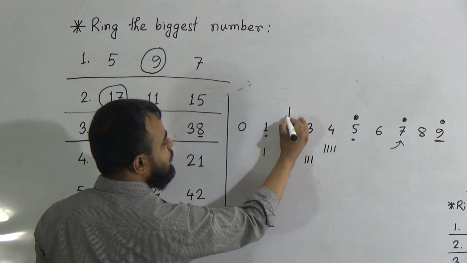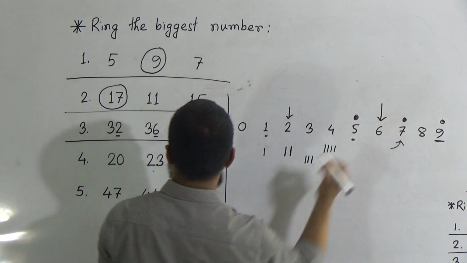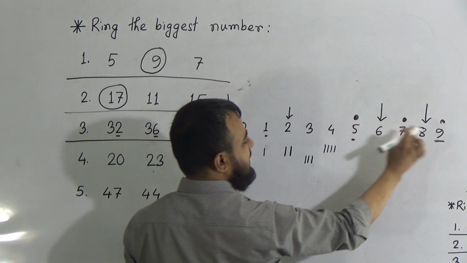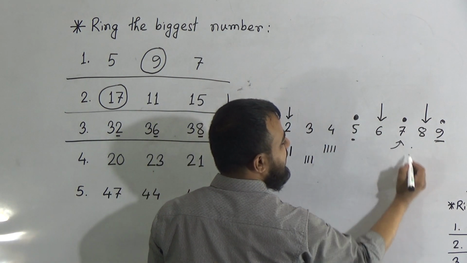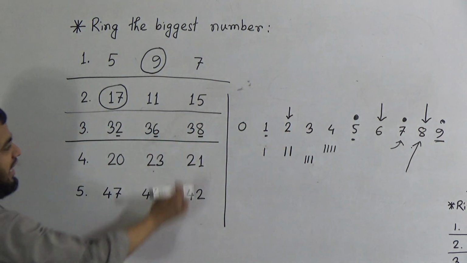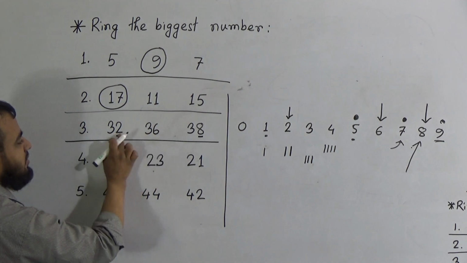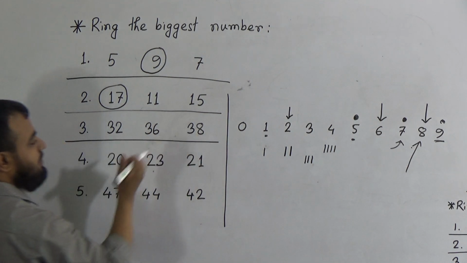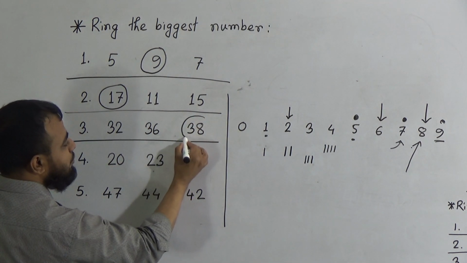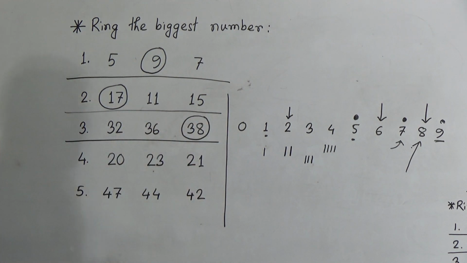Look, we have 2, we have 6 and we have 8. Among these three, which number is the biggest? 2, 6 and 8. Yes, 8 will be the biggest among these three. That means we can say that 38 will be the biggest number among these three. Okay, from these three given numbers, 38 will be the biggest number. 38 will be the largest number. That is why we should ring out the 38.